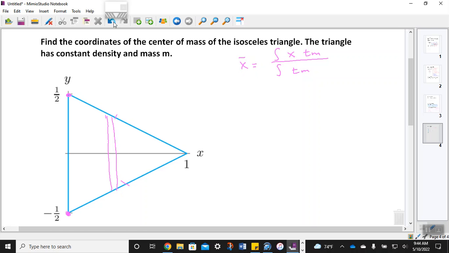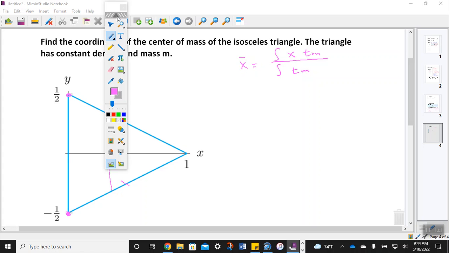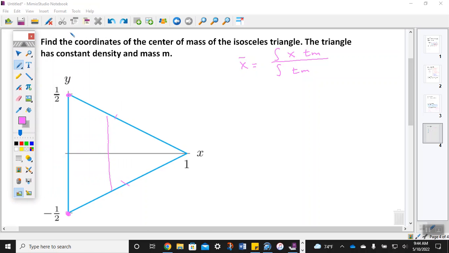I don't like that. Where'd my tools go, kids? There they are. Let's do it this way. I'm going to sit down over here and do this. Okay, maybe here's a slice right here.